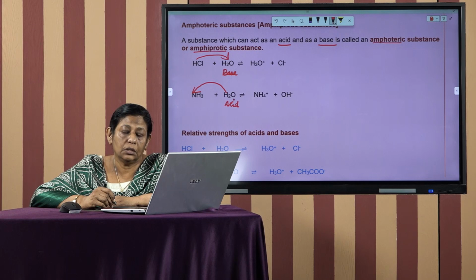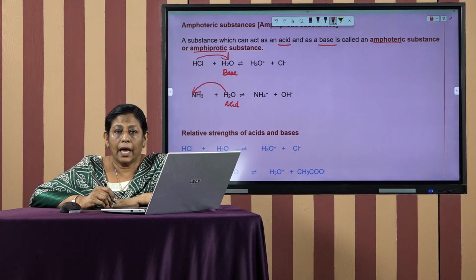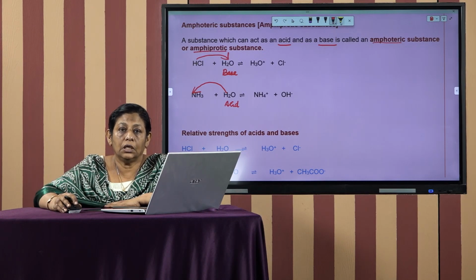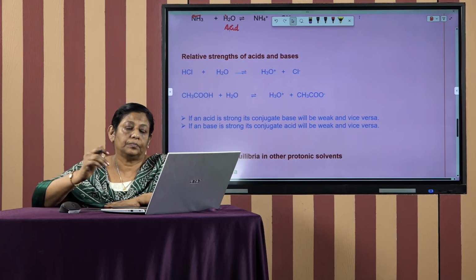There are many other substances, usually ions, like bicarbonate ions and bisulfate ions. All these act as amphoteric substances. Now, let us see the relative strengths of acids and bases.